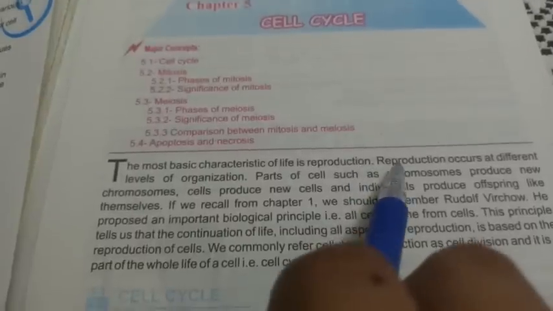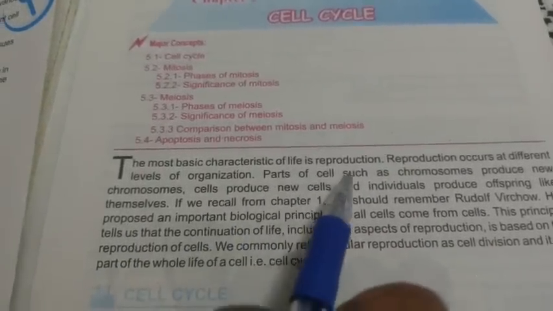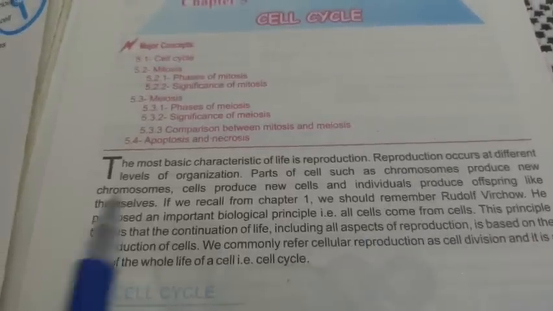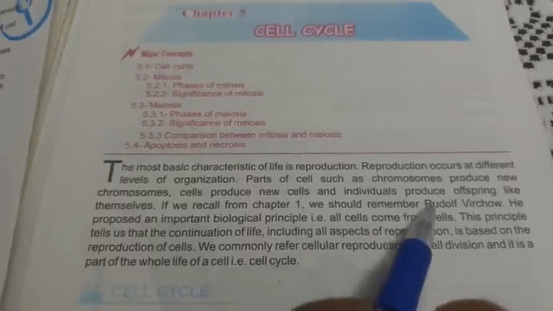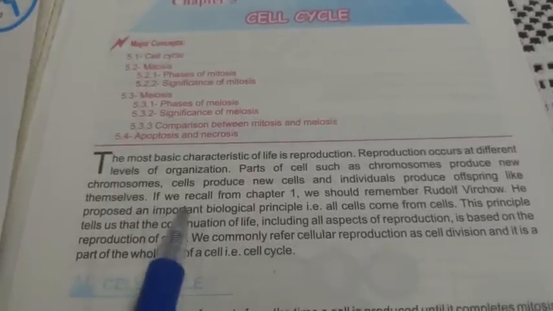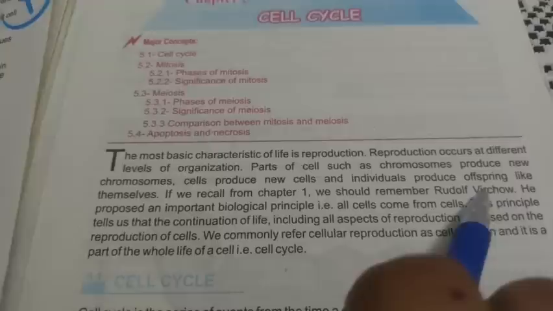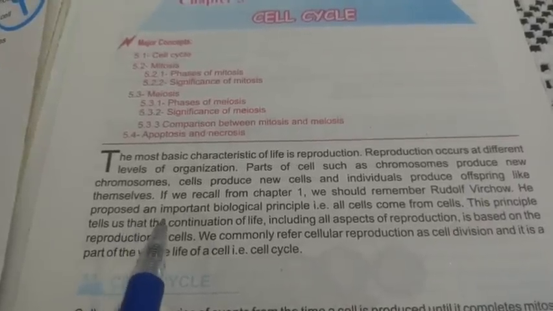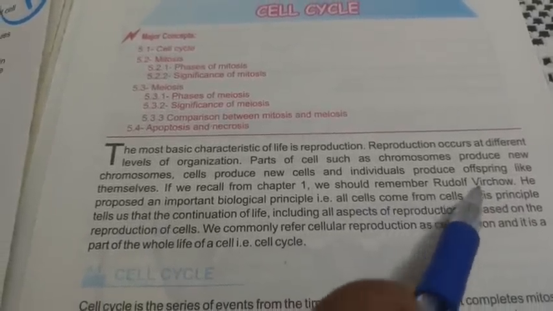The most basic characteristic of life is reproduction. Reproduction occurs at different levels of organization. Parts of cells such as chromosomes produce new chromosomes, cells produce new cells, and individuals produce offspring like themselves. If we recall from chapter 1, we should remember Rudolf Virchow. He proposed an important biological principle: all cells come from cells.